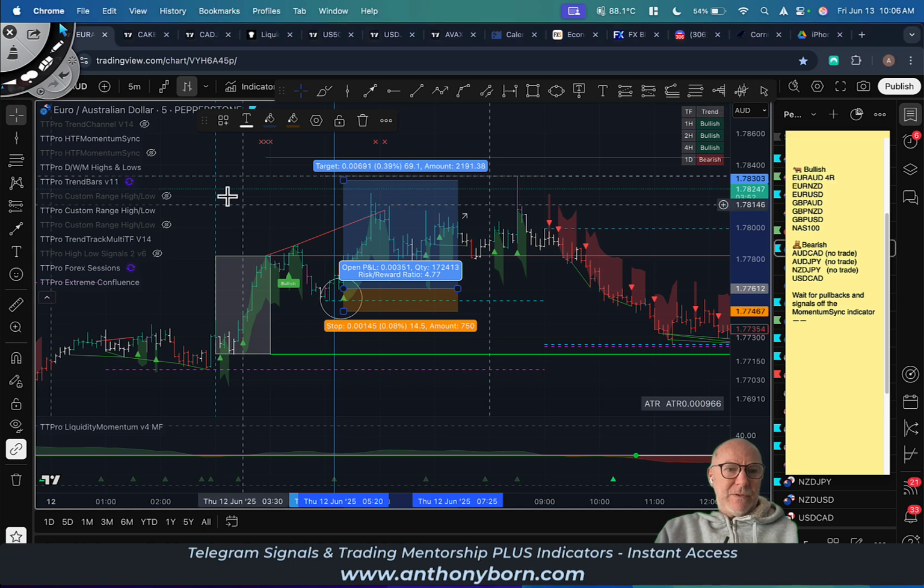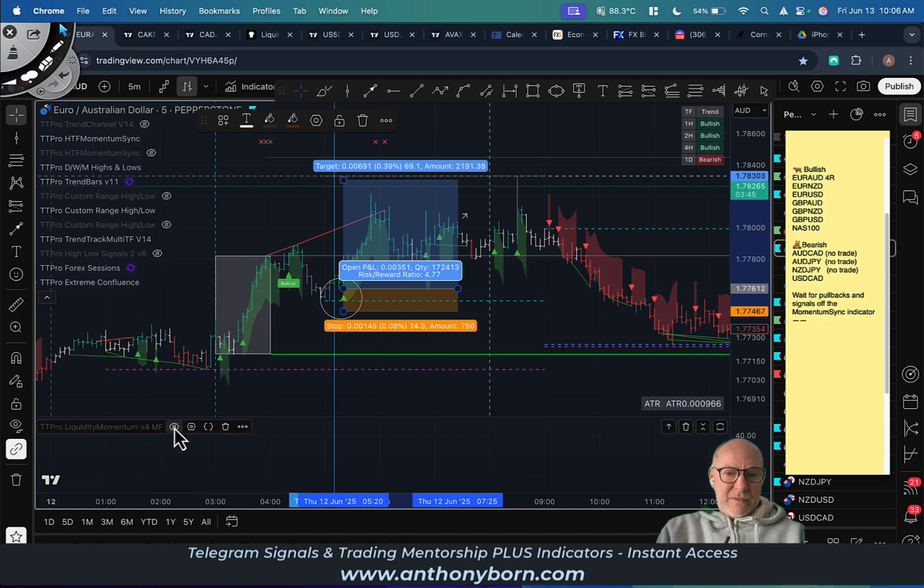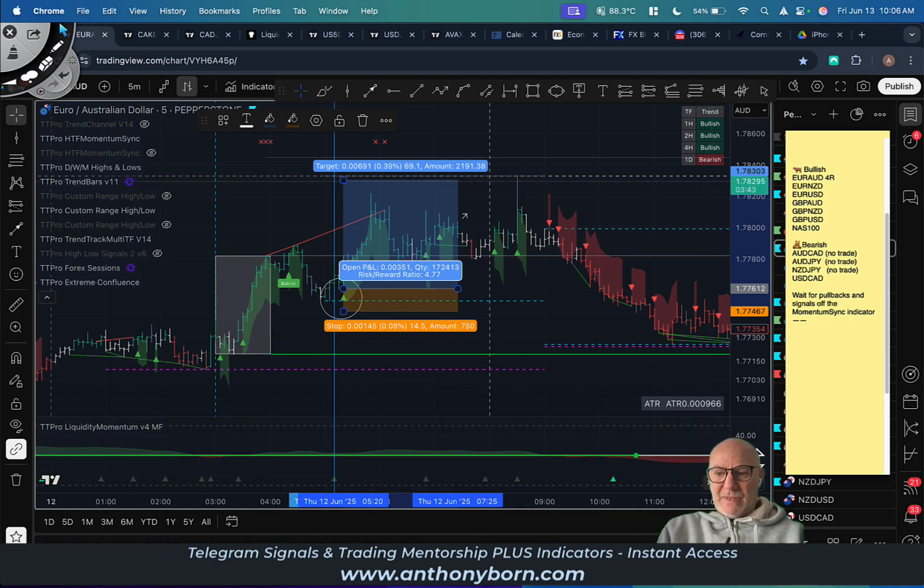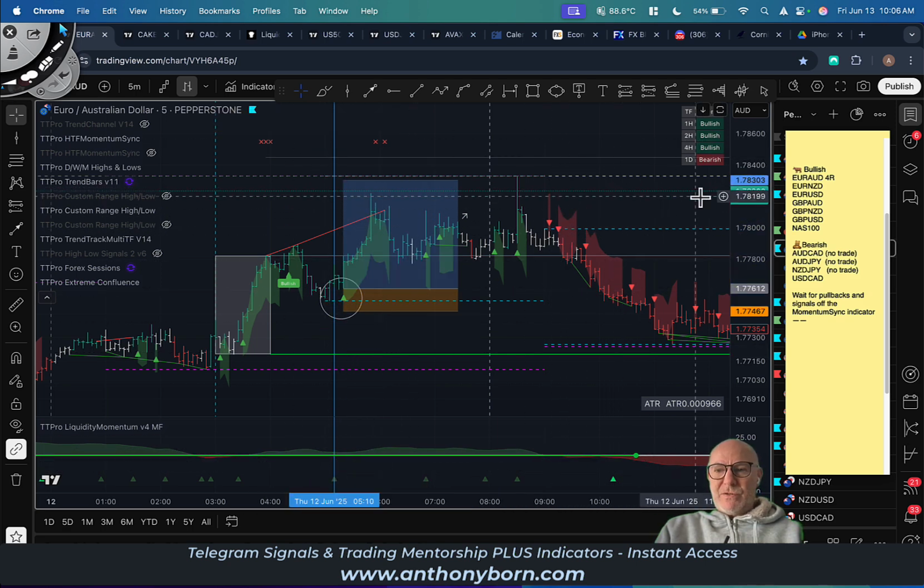Now, I was looking at the trend channel, but I'm inclined to kind of hold back on that and just really run with this one here, the trend momentum sync. And you want to see that that's green underneath as well. It's a really strong signal. It's a good one.